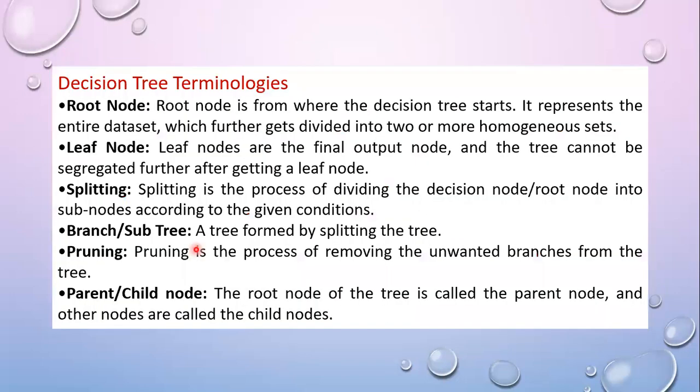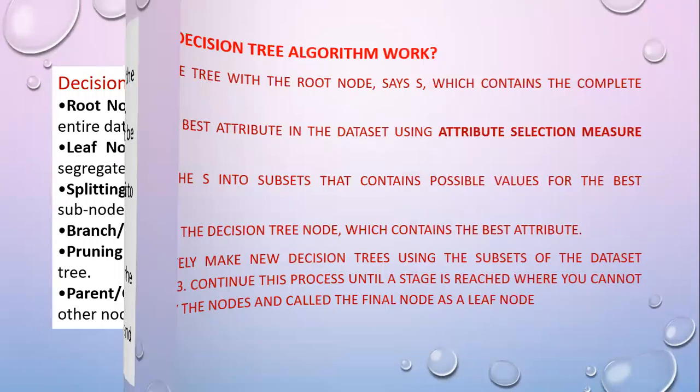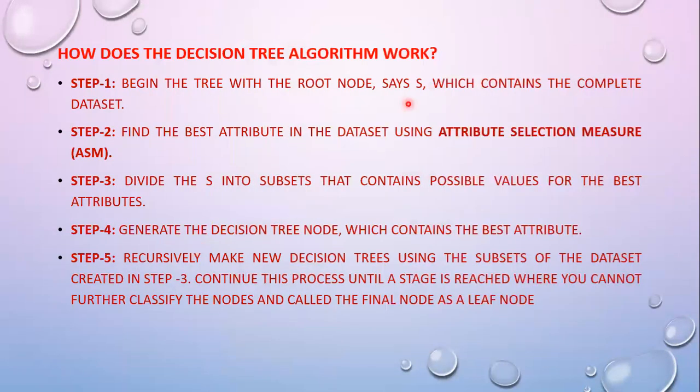Let's cover the steps. Step number 1: begin the tree with the root node, say S, which contains the complete data set. Step number 2: find the best attribute in the data set using an attribute selection method. Step number 3: divide S into subsets that contain possible values for the best attribute. Step number 4: generate the decision tree node which contains the best attribute. At last, step number 5: recursively make new decision trees using the subsets of the dataset created in step number 3. Continue this process until a stage is reached where you can't further classify the nodes, and call the final node a leaf node.